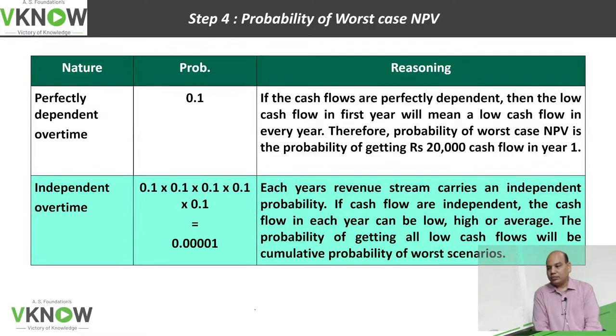The probability of getting all low cash flows will be the cumulative probability of worst scenarios. Is it right? Anybody please reply, is this right?